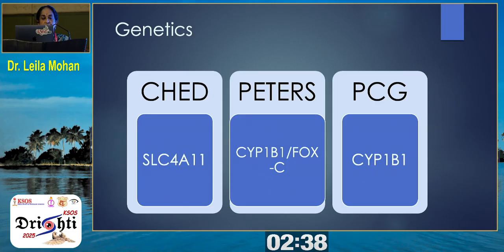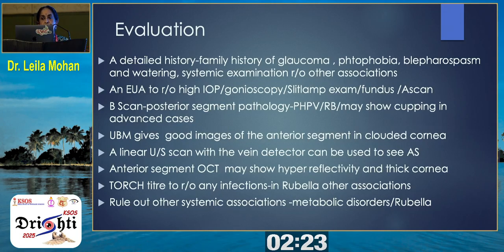If we have the privilege of genetic study, then we know that SLC4A11 is CHED for 100%, we can make sure. Peters and PCG, congenital glaucoma, the majority may show CYP1B1 genetic pathology. So evaluation and detailed history is important. EUA may have to be done, and B scan will show any posterior segment pathology, and cupping also can sometimes be made out in advanced cases.